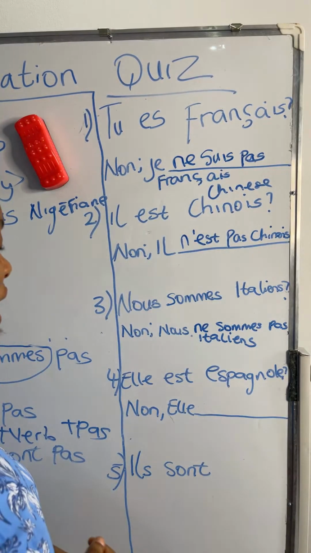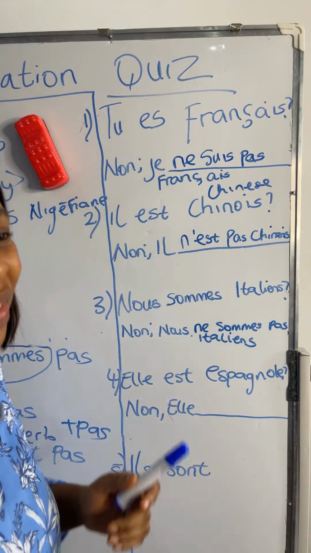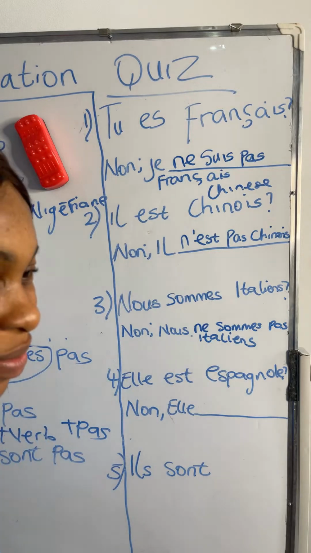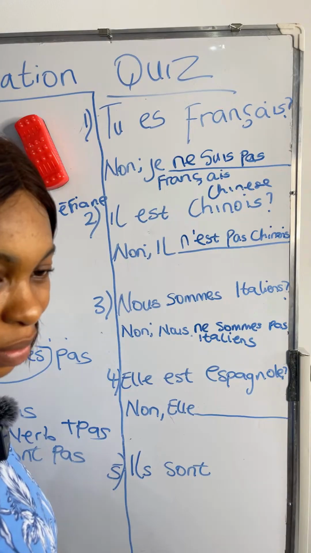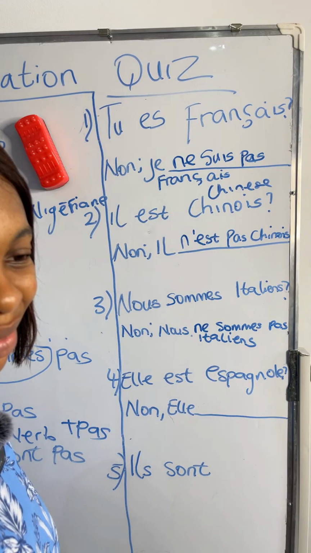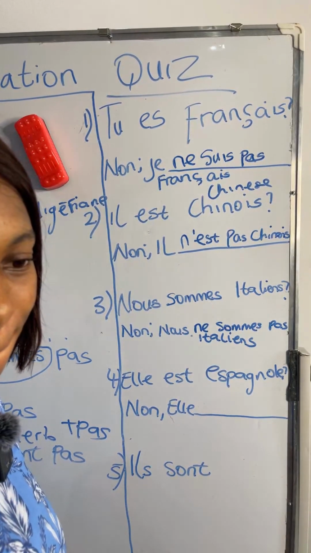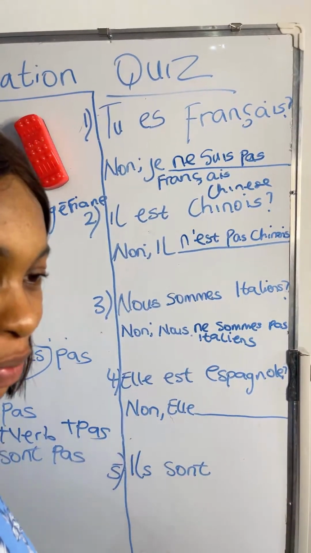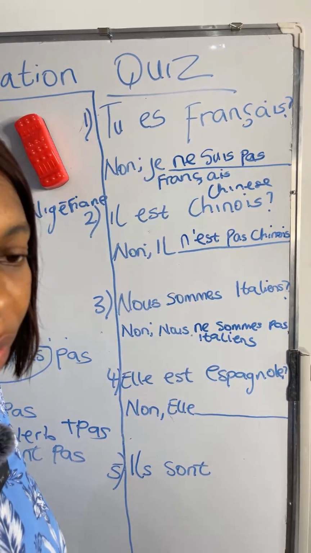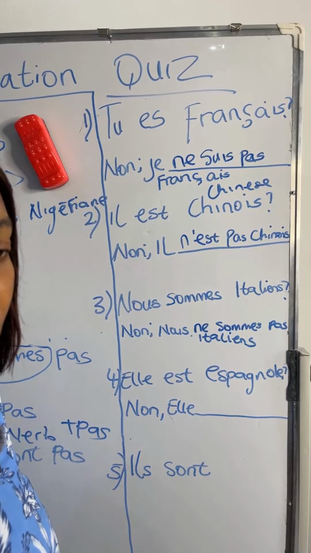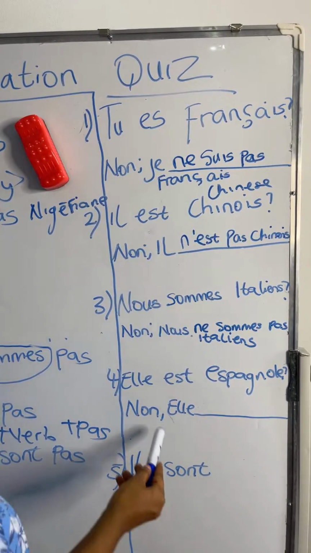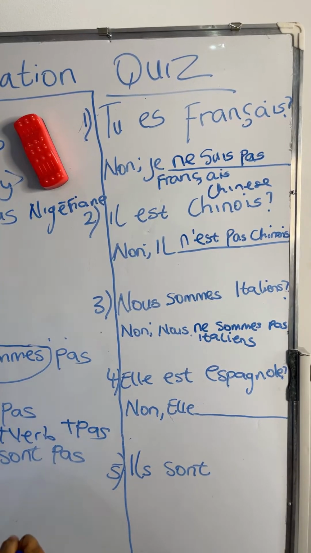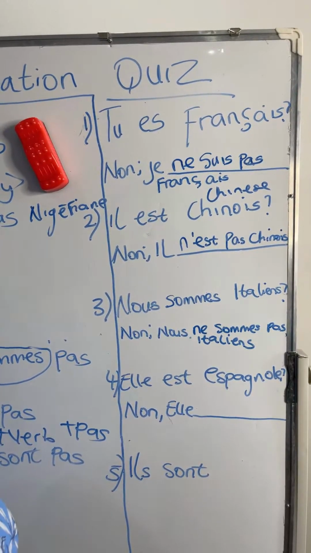Okay, very good. All right, so now the next one, elle est espagnole. Elle est espagnole. You can tell me what that means. What's the meaning of espagnol? Okay, Faith, very good. Is she Spanish? Very good. Is she Spanish?